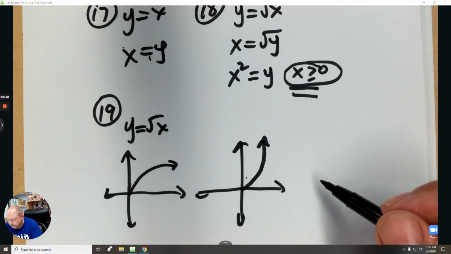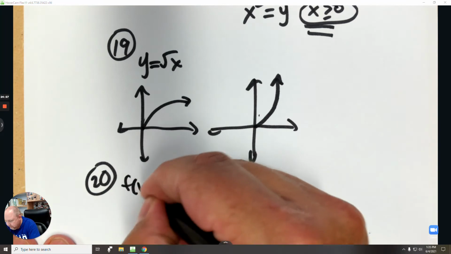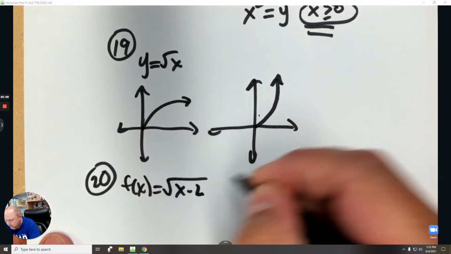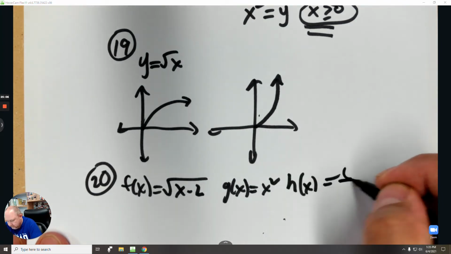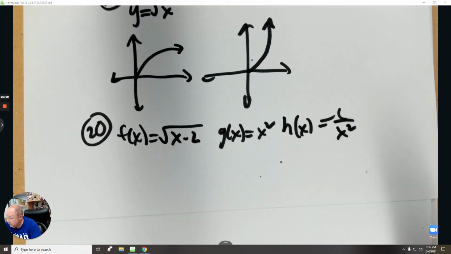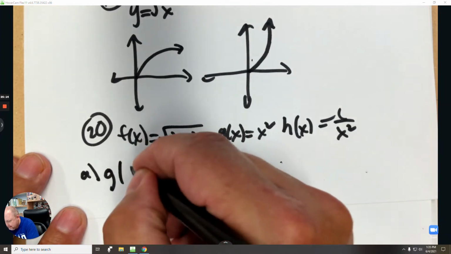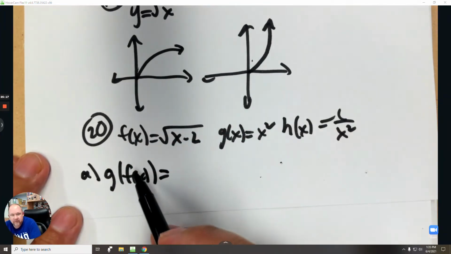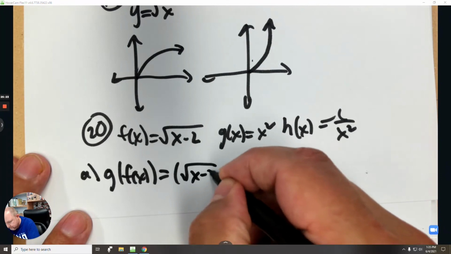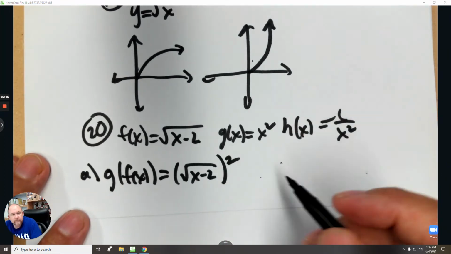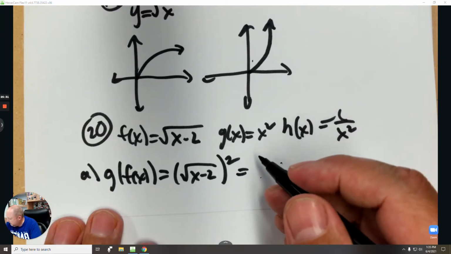Number 20. In number 20, f at x equals the square root of x subtract 2. G at x is x squared. H at x is 1 over x squared. And what we're going to do for each one, for A, it says find g at f at x. So in other words, take f at x and plug it into g. So that's what I did. The square root and square undo each other, so you're just left with x minus 2.